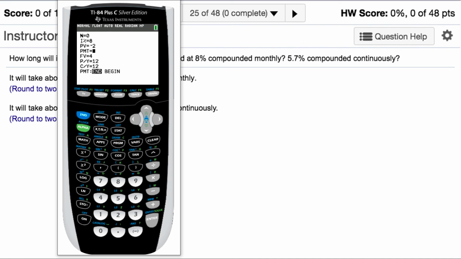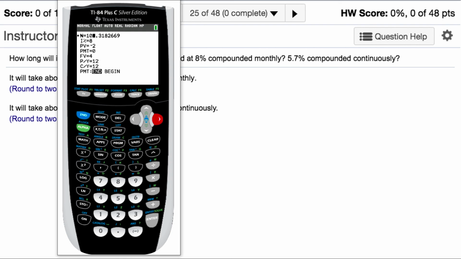Notice that we filled in everything except N. N is the number of times interest is compounded, which can help us find time. It doesn't give us the number of years, but it can help us find the number of years. So let's solve for that. We get 104.318... So that's not 104 years. That's 104 times the interest is compounded. And interest is compounded once per month. So what that tells us is that N, in this case, is the number of months.